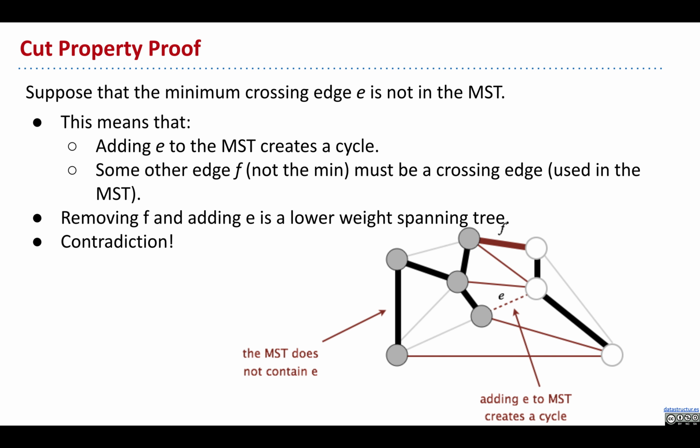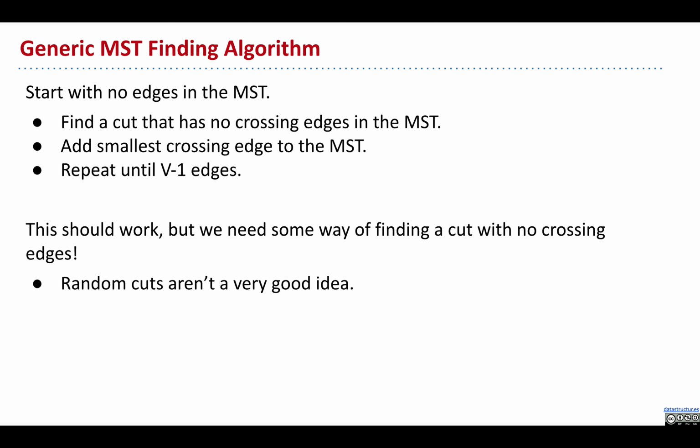All right, so the next part is just how do we generate this minimum spanning tree finding algorithm? What we said is that we can use this cut property to help us find those edges. So one thing we can do is start with no edges, have an empty minimum spanning tree so far, find a cut that has no current crossing edge inside the minimum spanning tree, add the minimum, and repeat.